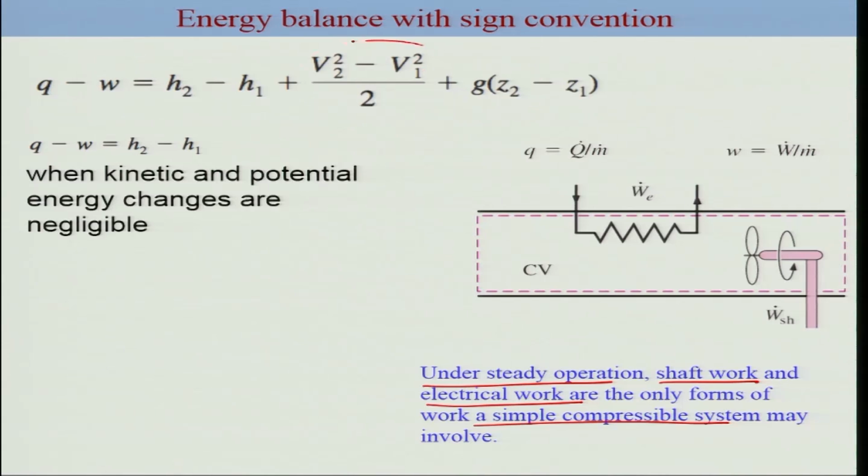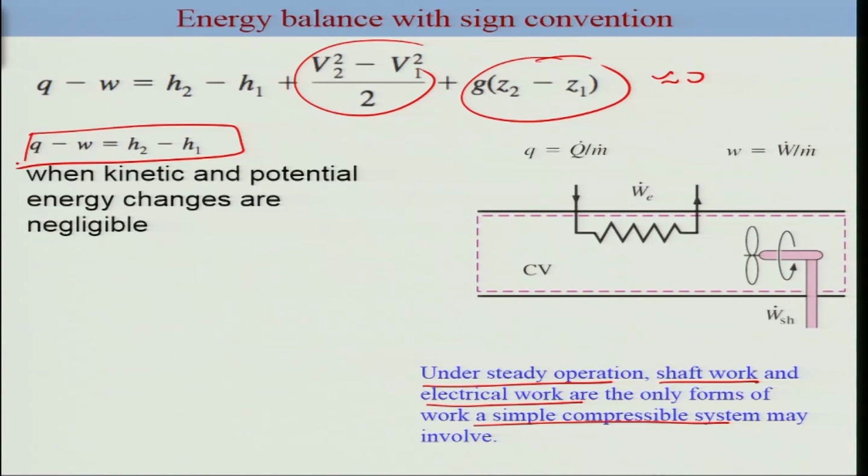If you are considering your kinetic energy and the potential energy to be 0, negligible, then this would be your final expression for the system's energy balance.